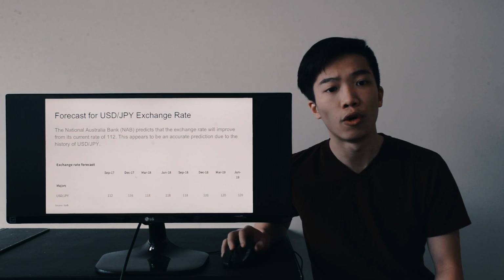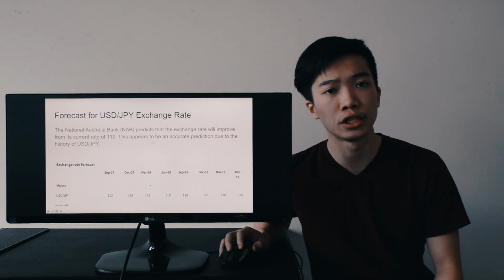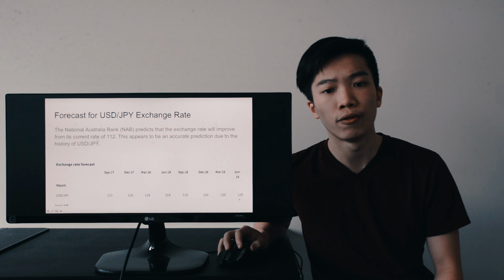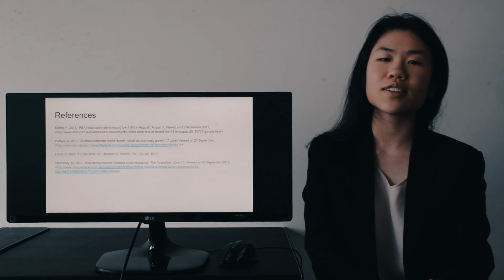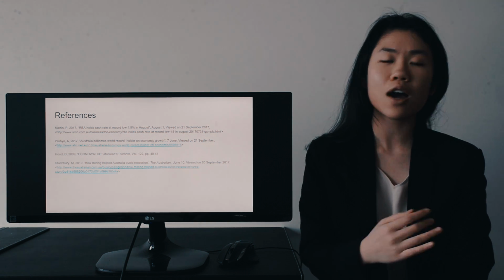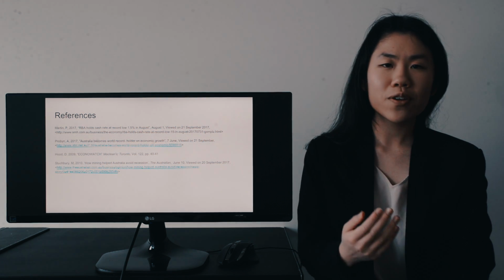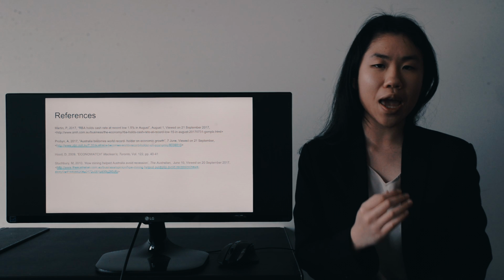Now, the forecast for the USD JPY rate next June is 1 USD to 120 yen. So if you're trading forex, you are recommended, based on our research, to sell AUD to USD and buy USD to JPY.